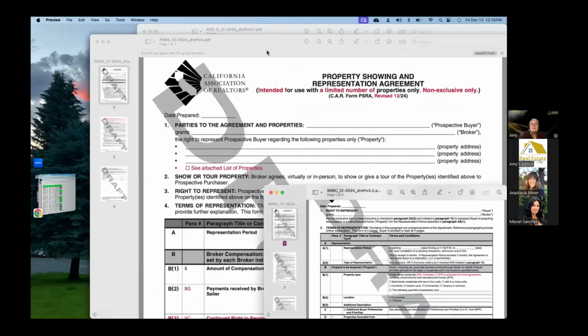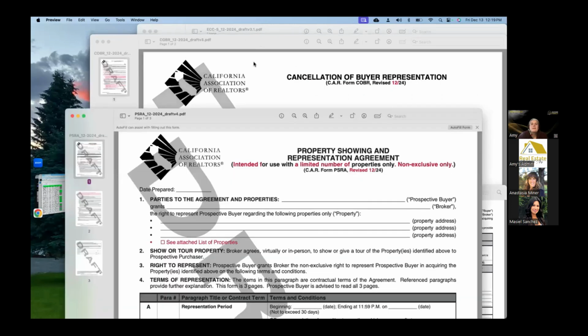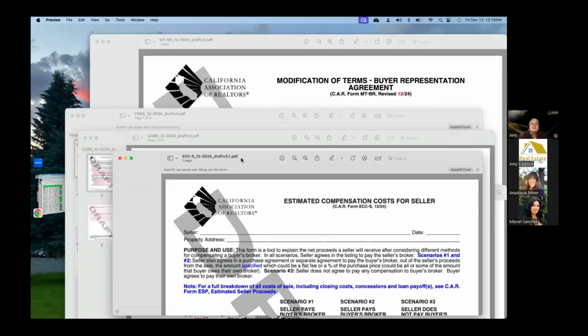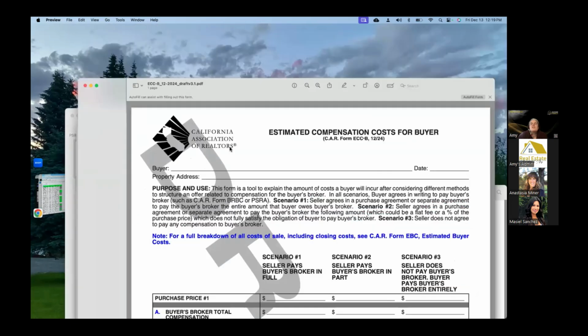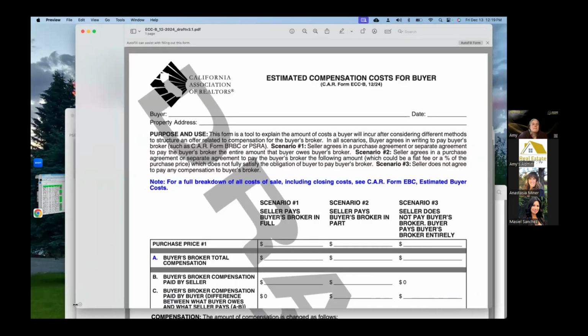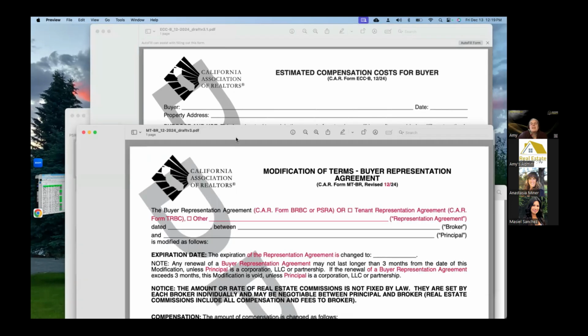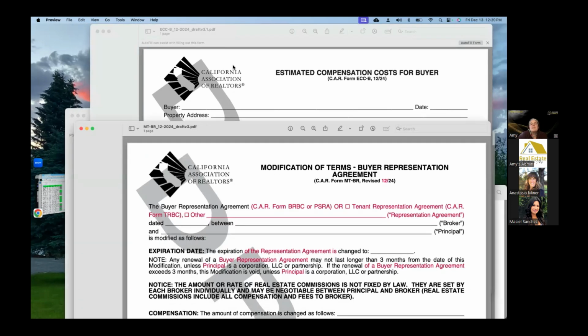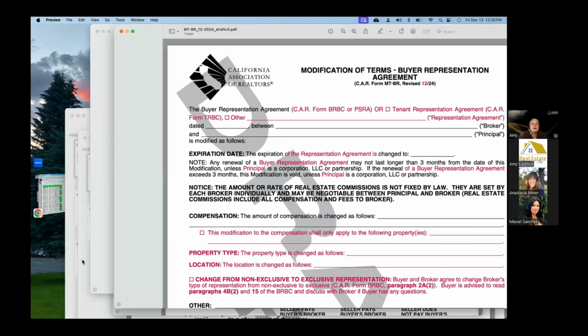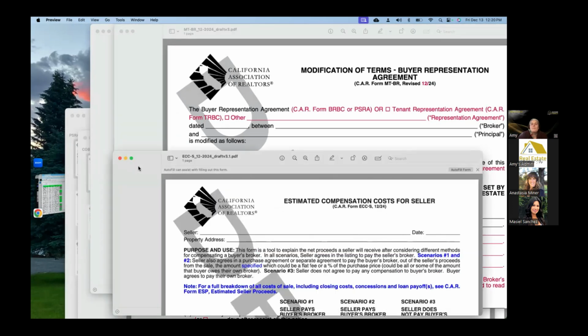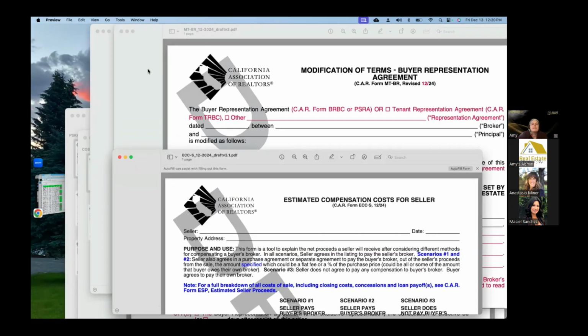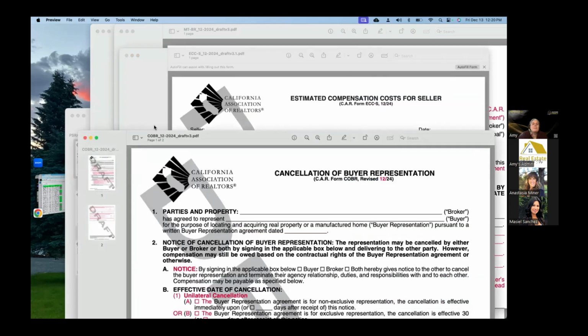Let me see if I can find that other form. Not for each individual property that you show, right? Just, you're going to show them 5 properties today, have them sign it for that day. For that one, I would just say, hey, we're agreeing that you're going to work with me as your buyer's agent. Sign this form one time. Got it. Okay. Yeah, not even every time I go show properties, just once.